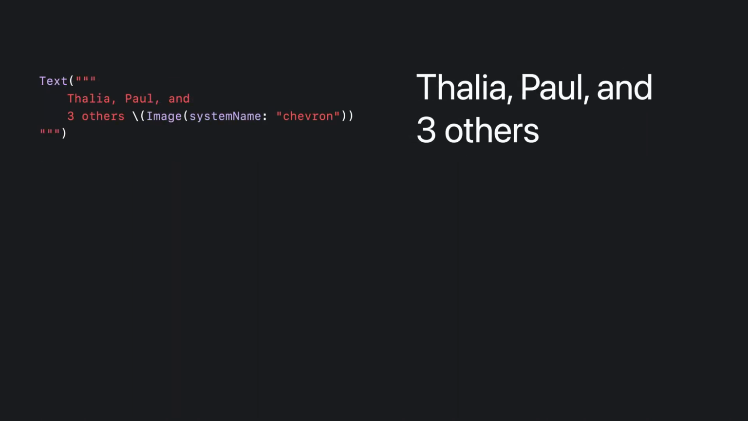One last way to use symbols is as part of text. You can embed a symbol inside a run of text by using string interpolation. This is a good technique to use when you want a symbol to reflow along with your text, like this chevron.